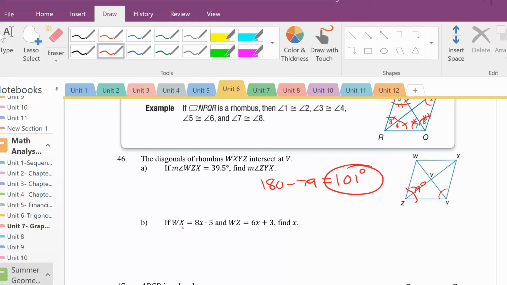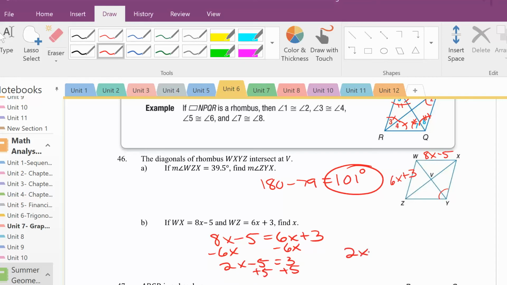ZYX. So here it says WX equals 8x minus 5. So 8x minus 5 for WX. WZ is 6x plus 3. Find x. Well, you know all sides are equal, so that means 8x minus 5 must equal 6x plus 3. Subtract 6x. Then you want to add 5. So you get 2x equals 8. So x is equal to 4.